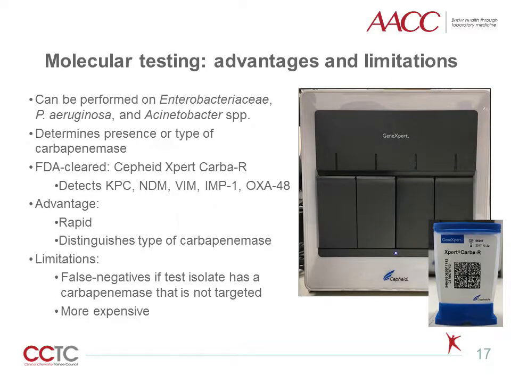Molecular testing can be performed on Enterobacteriaceae, P. aeruginosa, and Acinetobacter species. It determines the presence or type of carbapenemase. The only FDA-cleared test is the Cepheid Xpert Carba-R, which detects KPC, NDM, VIM, IMP-1, and OXA-48. Advantages to molecular testing are that it is rapid and can distinguish different carbapenemase types. However, false negatives can occur if the test isolate has a carbapenemase not targeted by the assay, and it is more expensive because special reagents and equipment are required.